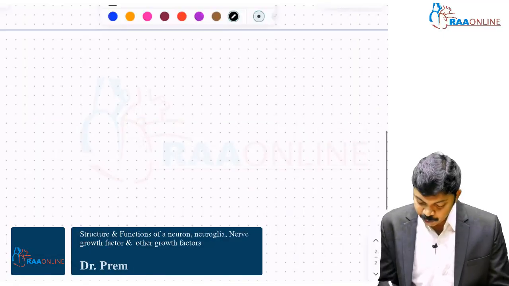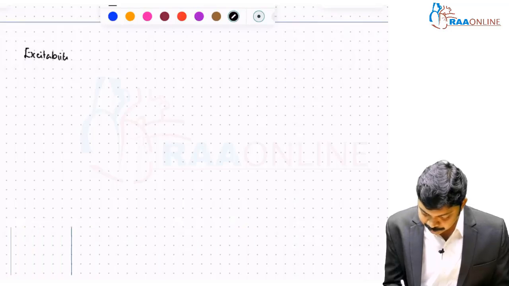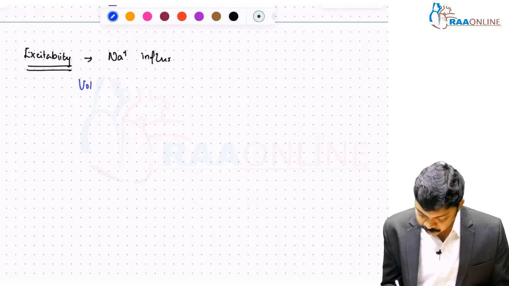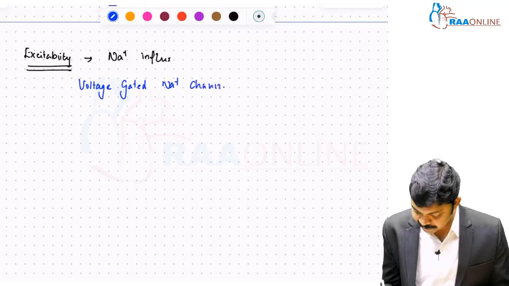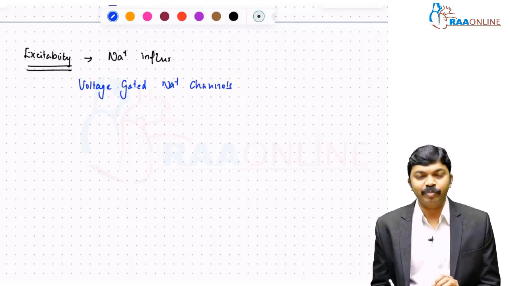When it comes to a neuron's excitability, the whole excitability process is dependent on sodium influx. And when it comes to sodium influx, it is all about voltage gated sodium channels, guys. It is all about voltage gated sodium channels. Alright. Now be aware of this one point.